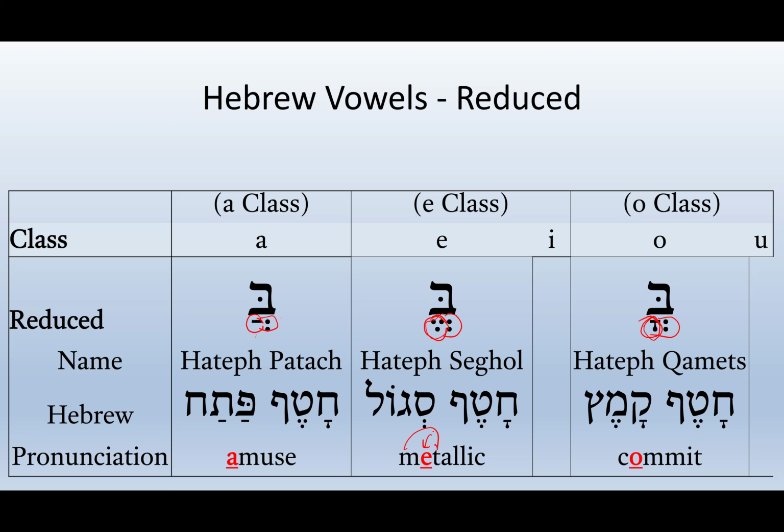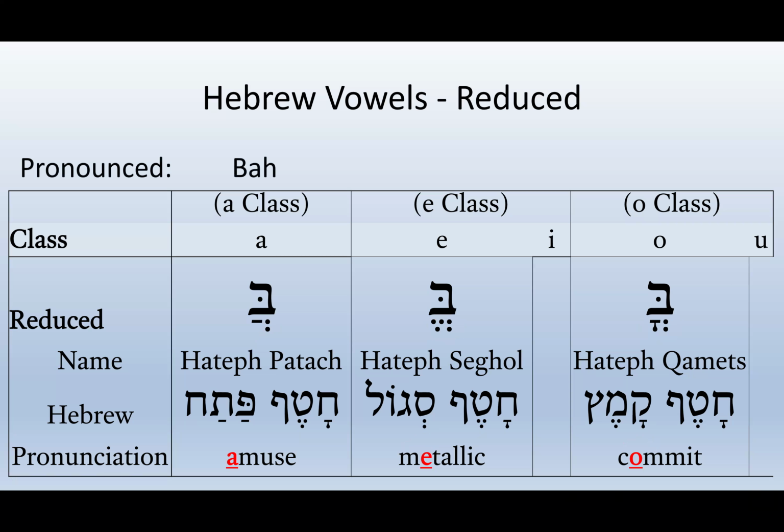And this should actually be not "commit," but "comit," because it's going to be a long O vowel. But it's in the same way that you say it: you're rushing from the C to the M here in English when you say "commit," but this is going to be "comit, comit." So anyway, the vowels are just very, very short. The sounds don't change, they just get shorter.